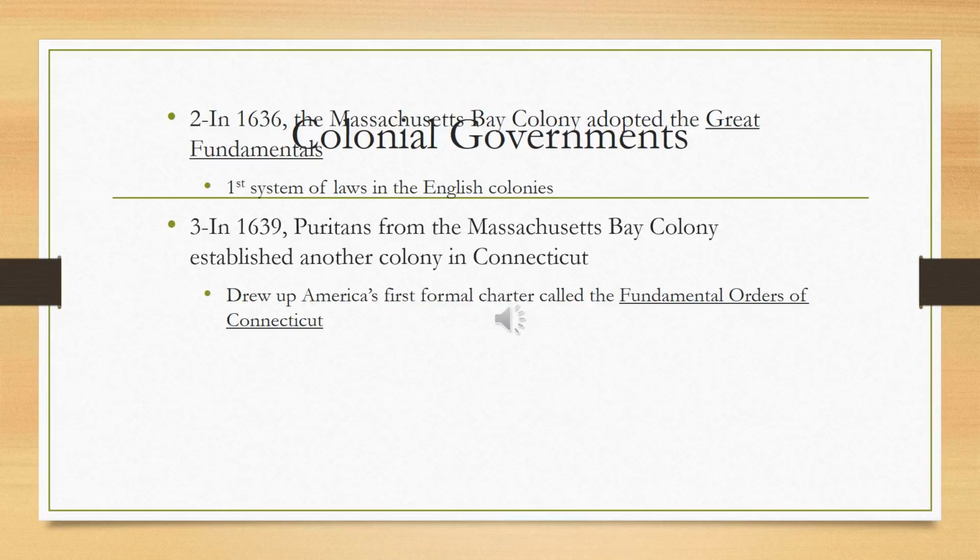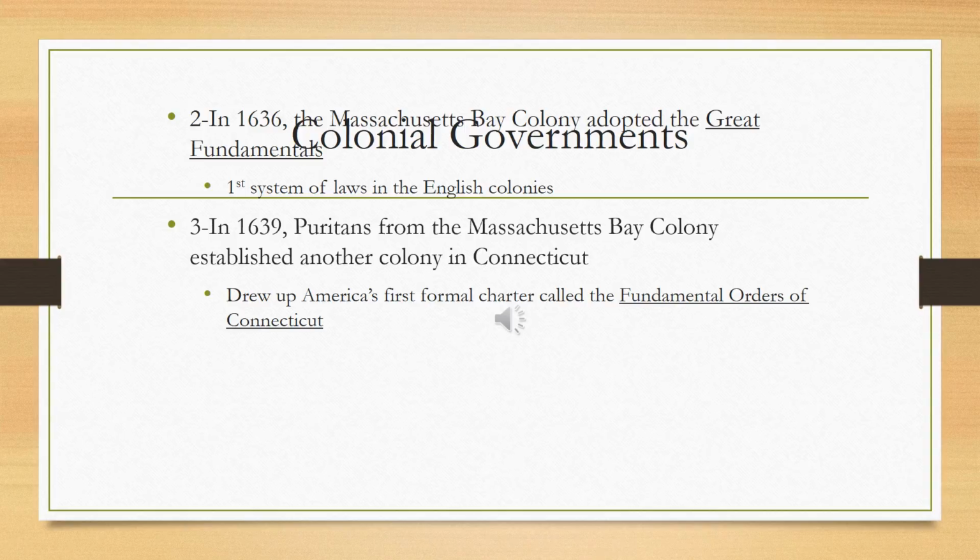Then, 3 years later, in 1639, the Puritans in that Massachusetts Bay Colony, some of them left. They separated because they were having a disagreement about how things should be run. So some of them separated and created the new colony of Connecticut. And here they came up with what's called the Fundamental Orders of Connecticut. And this outlined the privileges, in addition to laws, the privileges of citizens.